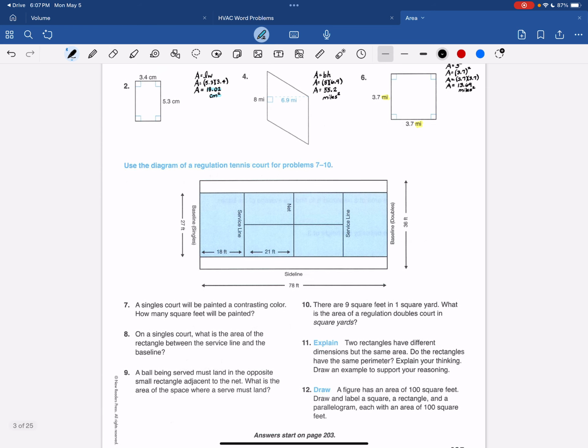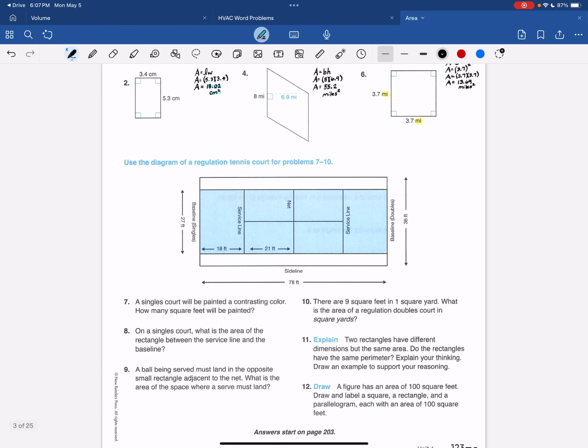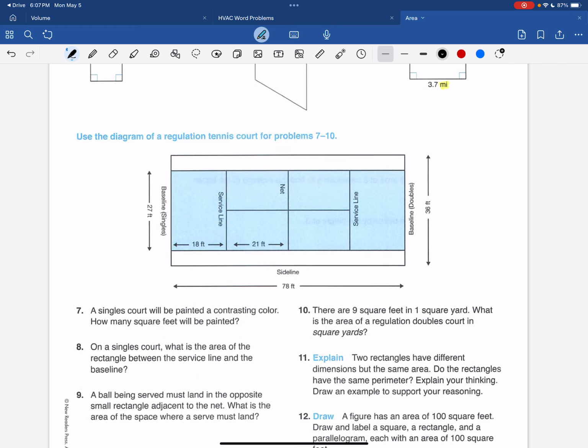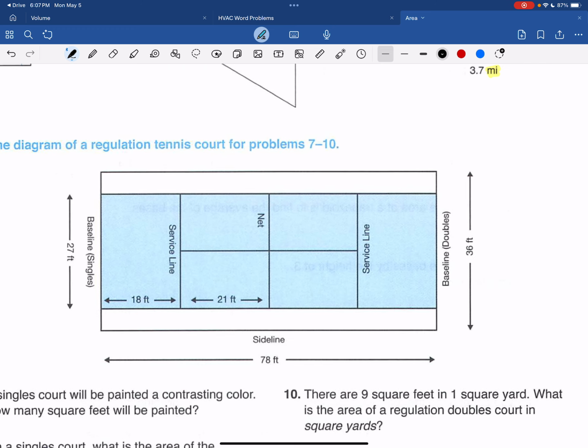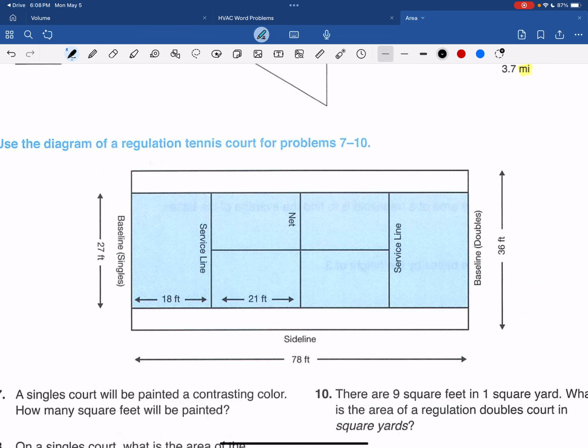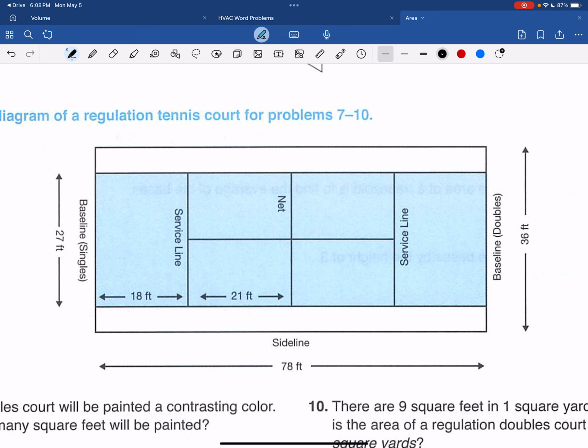Use the diagram of a regulation tennis court for problems 7 through 10. So let's take a moment to become acquainted with this diagram. And the first thing my brain does, just from pure habit, is to look for those units to make sure they're not trying to trip me up, that everything is in feet. And indeed it is. So we have some dimensions here.